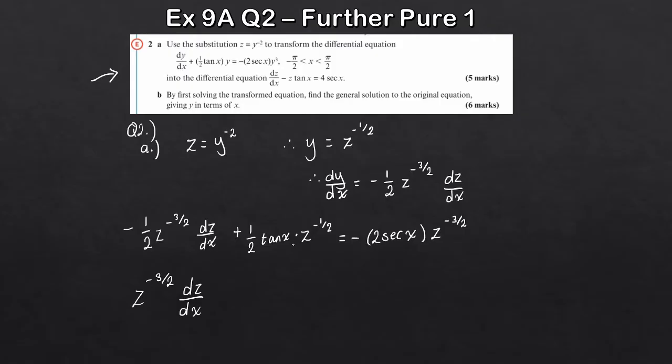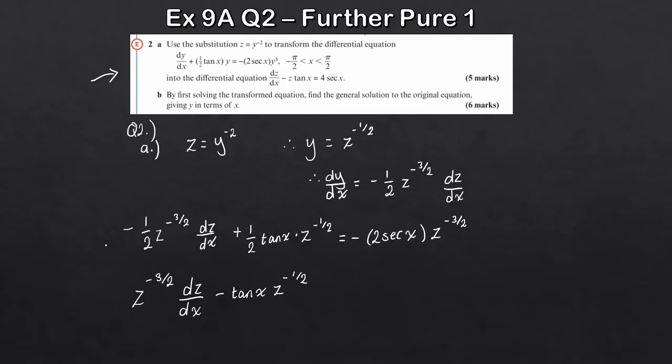We've got a half tan x times z to the minus a half. So if you times that by minus 2, well, the half is just going to cancel here, so all we're going to get left with is minus tan x times z to the half, or minus a half.